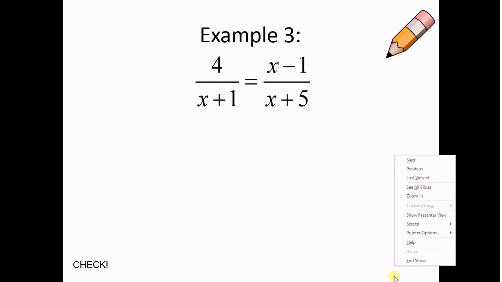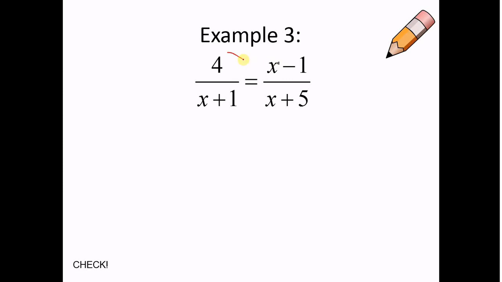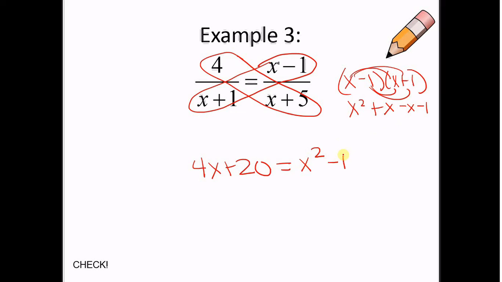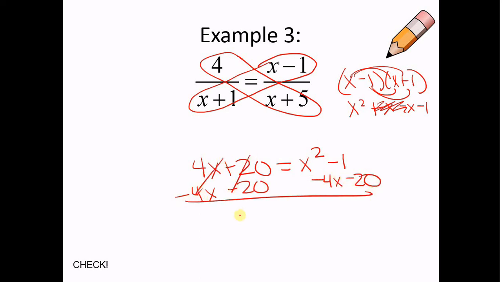Last problem. Alright, multiply across. So I'm going to get 4x plus 20, right? Then we're going to multiply these guys across. X minus 1 times x plus 1. Distribute x squared plus x. Multiply negative x minus 1. So I'm going to get x squared minus 1, right? Because my x's are going to cancel off. Let's move everybody to the right side. Everyone's gone over here. I'm left with 0.